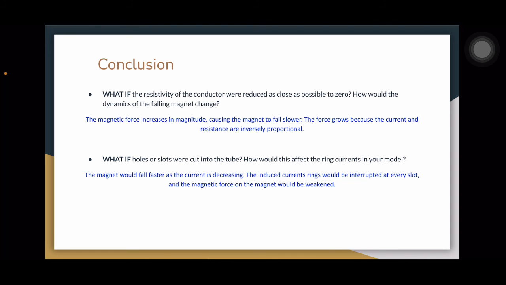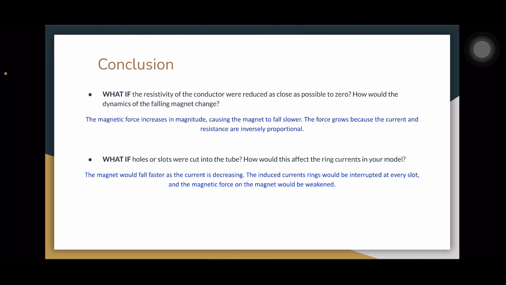In conclusion, we have two what-if statements. The first one asks, if the resistivity of the conductor were reduced nearly to zero, how would the dynamics of the falling magnet change? My answer is that the magnetic force increases in magnitude, causing the magnet to fall slower. The force grows because the current and the resistance are inversely proportional.